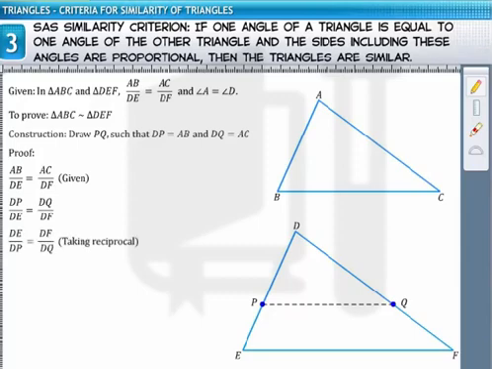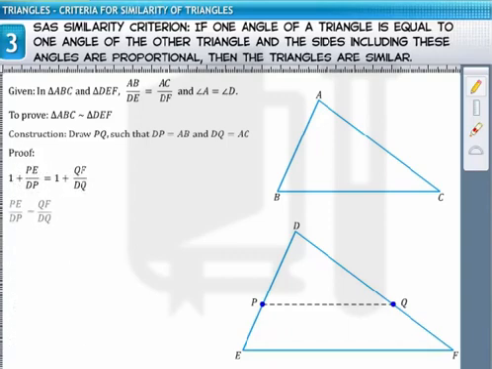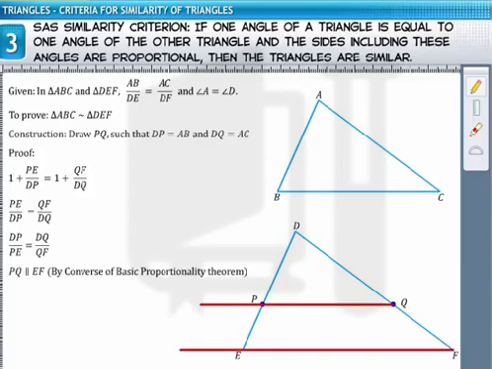Now, let's take the reciprocal of this equation. Next, DE can be written as the sum of DP and PE, and DF can be written as the sum of DQ and QF. On simplifying, we get PE upon DP is equal to QF upon DQ. Now, taking reciprocals again, we get DP upon PE is equal to DQ upon QF. By the converse of the basic proportionality theorem, PQ is parallel to EF. Since PQ and EF are parallel, angle P is equal to angle E, and angle Q is equal to angle F, because they are corresponding angles.